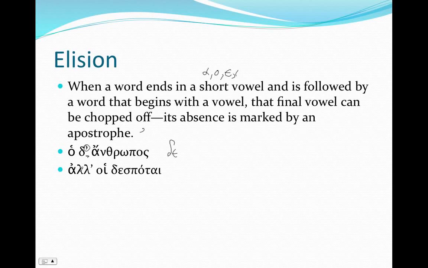Another example, all' hoi despotai. We have our apostrophe, which says something's missing. Well, which of these vowels? Alla. Yeah, alla. But the masters. Alla hoi despotai, but Greeks would say all' hoi despotai.